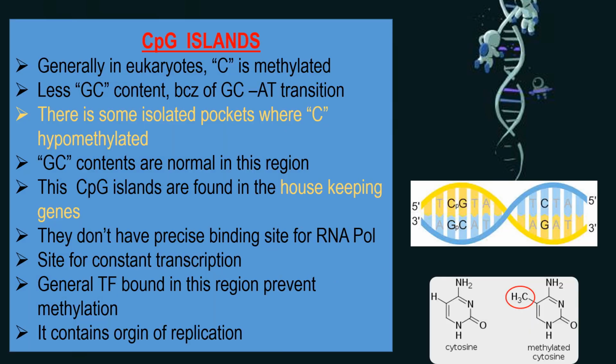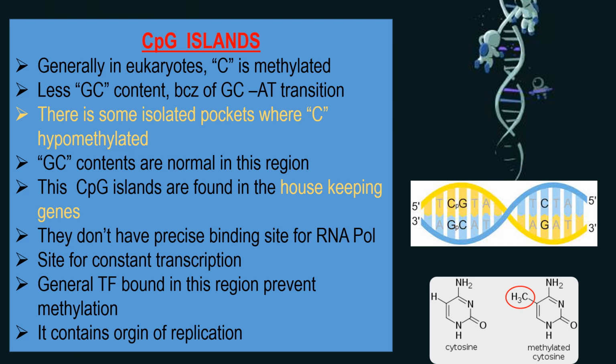Then we are discussing an important part, the CpG island. Generally in eukaryotes, where cytosine is methylated, the genome has less GC content than the expected frequency. Deamination of methyl cytosine forms thymine. It leads to a GC to AT transition, so there is less GC content because of this transition.